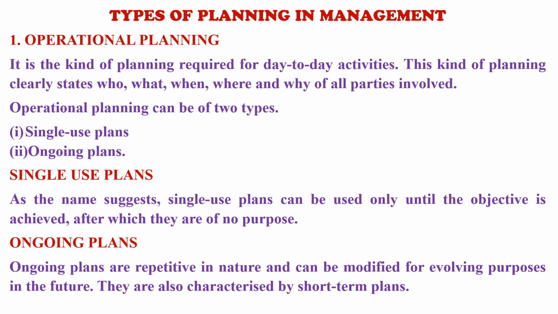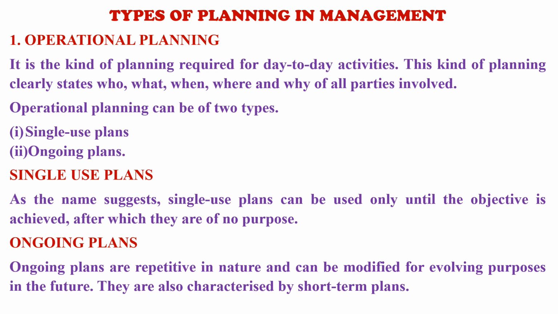Types of planning in management. 1. Operational planning. It is the kind of planning required for day-to-day activities. This kind of planning clearly states who, what, when, where, and why of all parties involved. Operational planning can be of two types. I. Single-use plans. II. Ongoing plans.